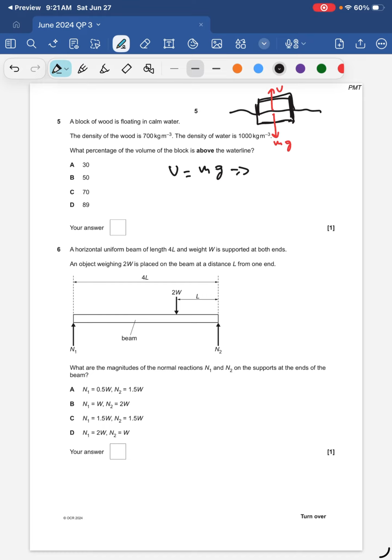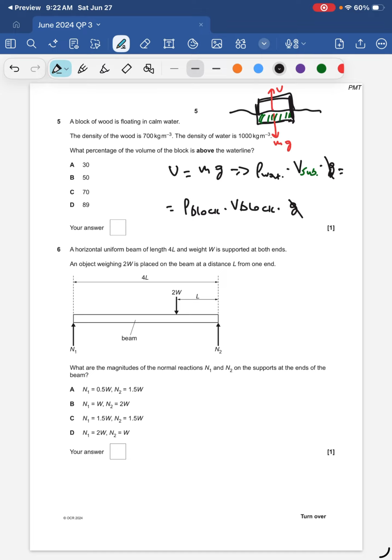Okay, now what is this upthrust? Upthrust is going to be equal to the density of the water times the submerged volume, the green one, so V submerged, times g. And now what is the mass of the block? The mass of the block is equal to the density of the block times the volume of the block, times g. So g can be cancelled.